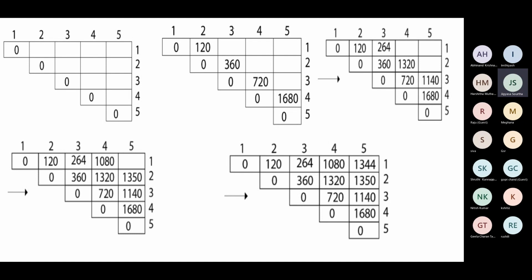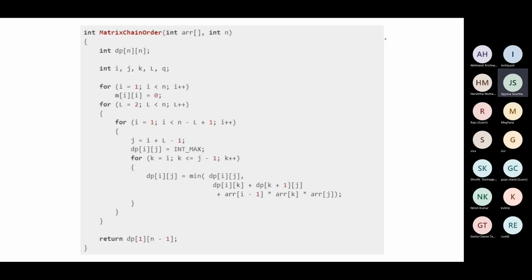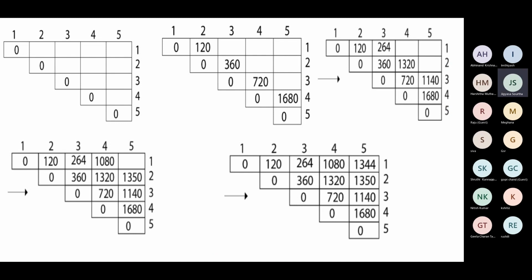Then you go to length 3. It means you can take 1, 2, 3, you can take 2, 3, 4, and you can take 3, 4, 5. If you need to calculate the 1, 2, 3 multiplication, it is 1, 2 multiplied with 3, or 1 multiplied with 2, 3.